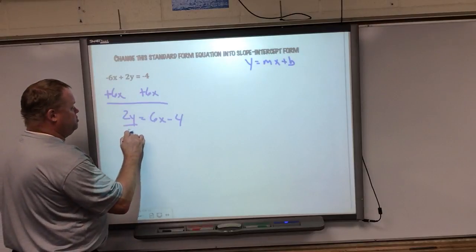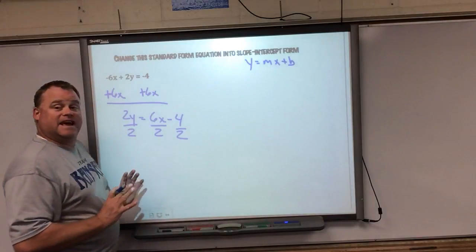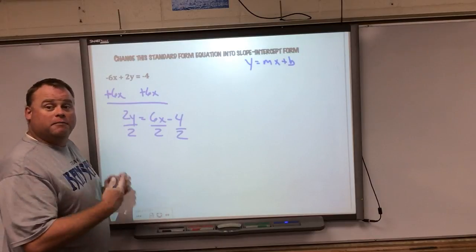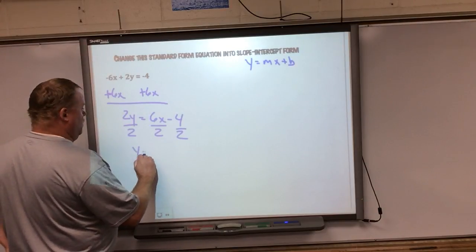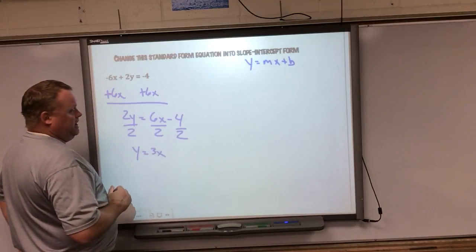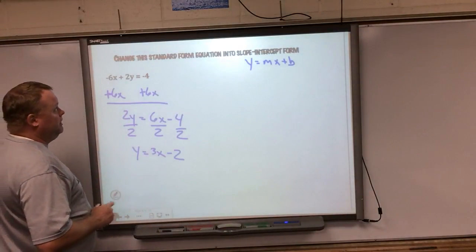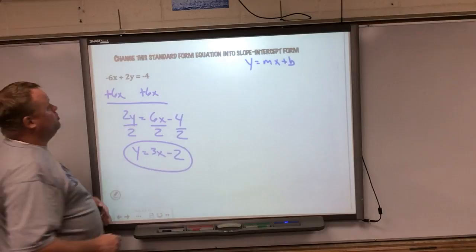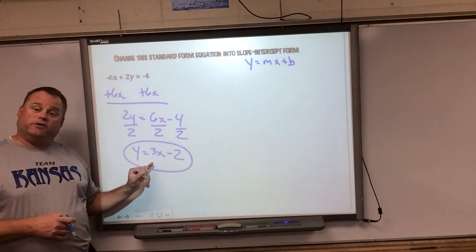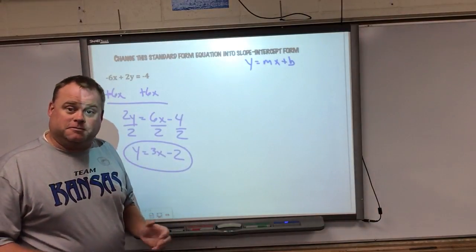Well, in order to get rid of the 2, I must divide. And when I divide on one side, I must divide on the other. And that means every term has to be divided by 2, not just the 6x and not just the 4, but both of them. So this becomes y equals 6x divided by 2 becomes just 3x. Negative 4 divided by 2 becomes negative 2. And therefore, I've changed this standard form equation, negative 6x plus 2y equals negative 4, into slope-intercept form, which is y equals 3x minus 2.